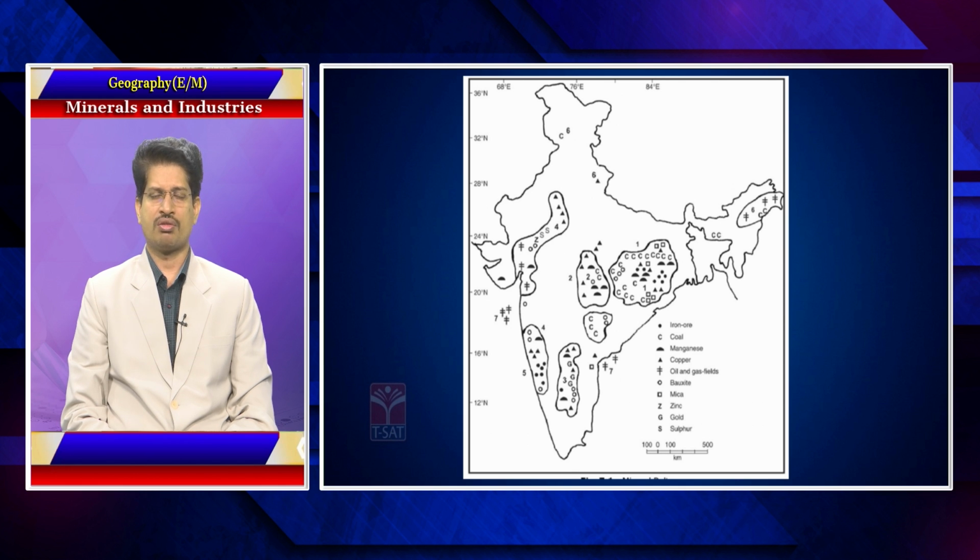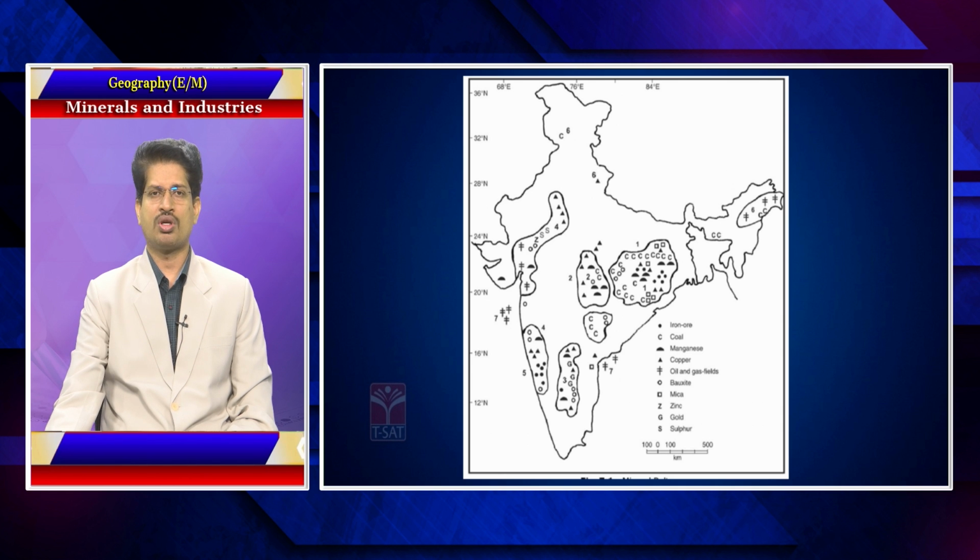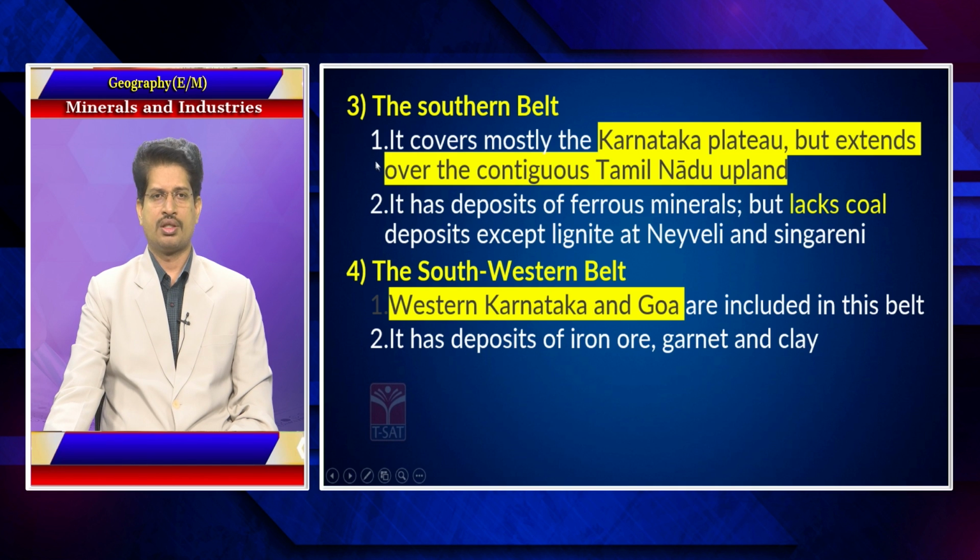You need to demarcate the regions of industrial belts or mineral belts, and the types of minerals found in these different regions need to be highlighted. Whenever you depict this with the help of a pictographic map, apart from the description, you will have an advantage in attaining a certain amount of marks. Next is the southern belt.